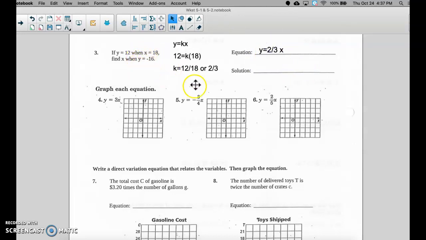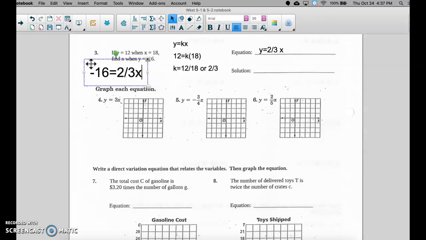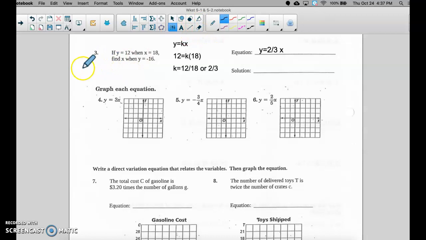Now we have y equals negative 16, so we're going to plug that in. Negative 16 equals 2/3 x. How do we get rid of multiplication by a fraction? I'm actually going to write this one out so that we can see it. It's easier when it's all on one level. Negative 16 equals, that is an equals, not a negative, equals 2/3 x.